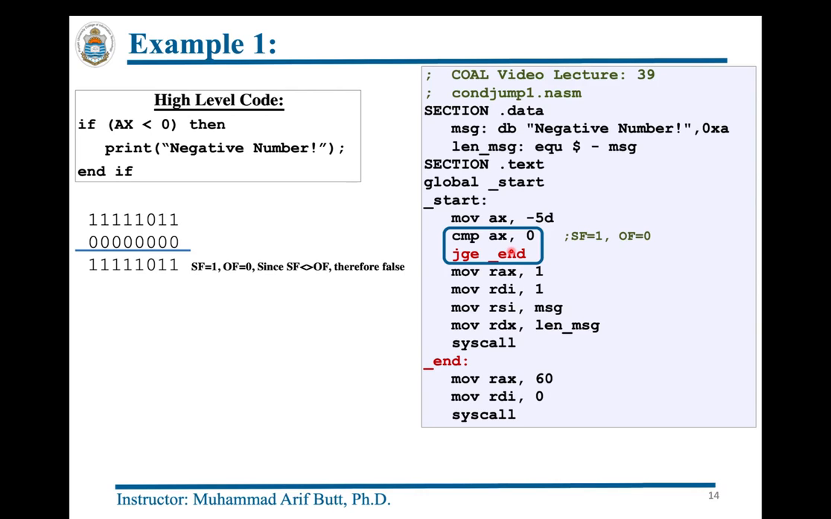And if this is not true, execute these 5 instructions, that is, display the message, and after that keep moving ahead and execute these 3 instructions to gracefully exit the program. I hope this all makes sense to you.